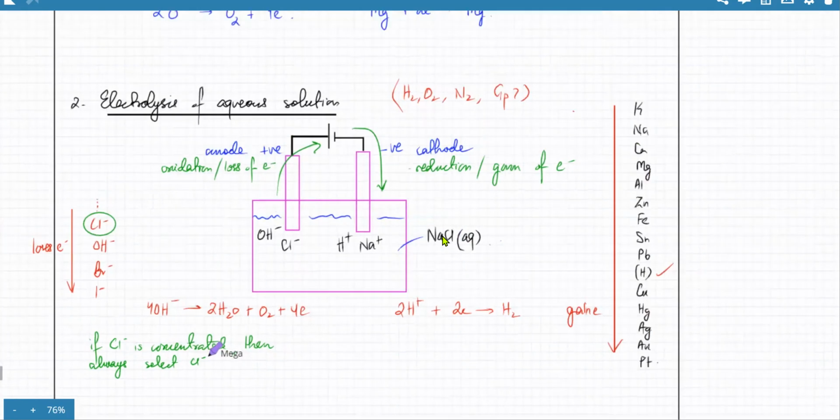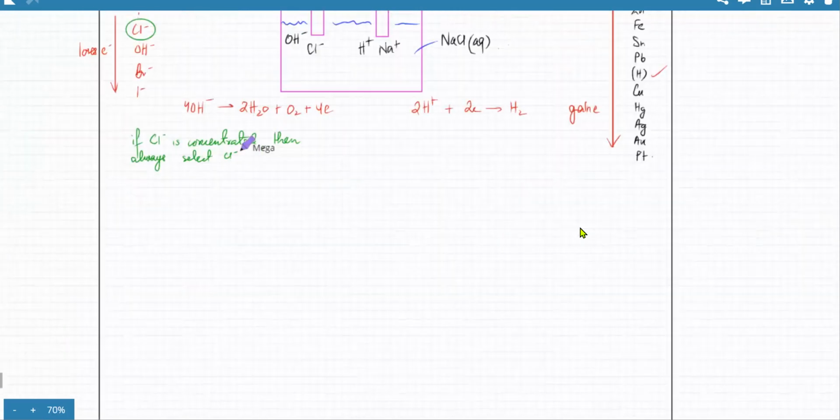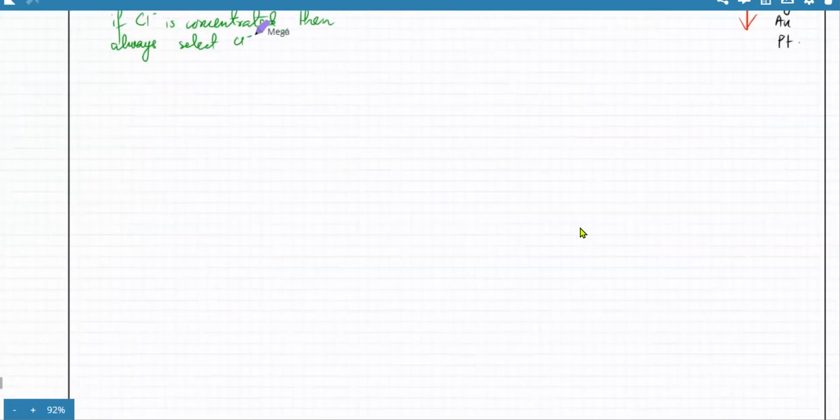Plus there are two other electrolysis types, which are active electrodes and inert electrodes. So the two other electrolysis types are active and inert, so we can quickly do that as well. Number 3 is active electrodes.